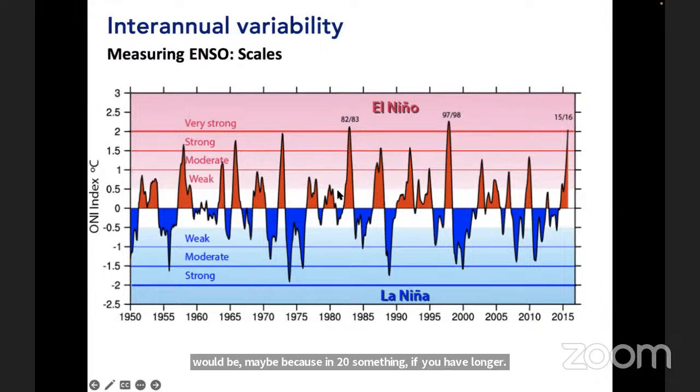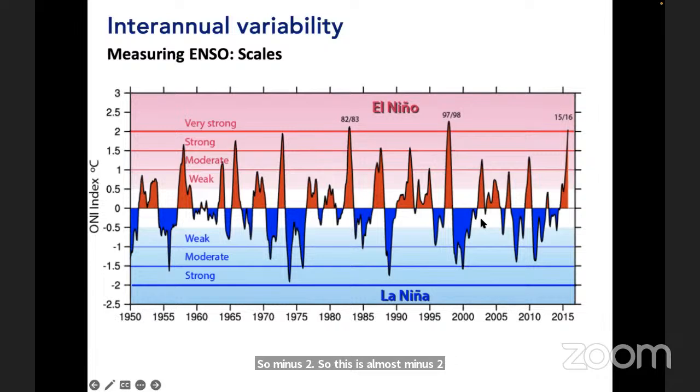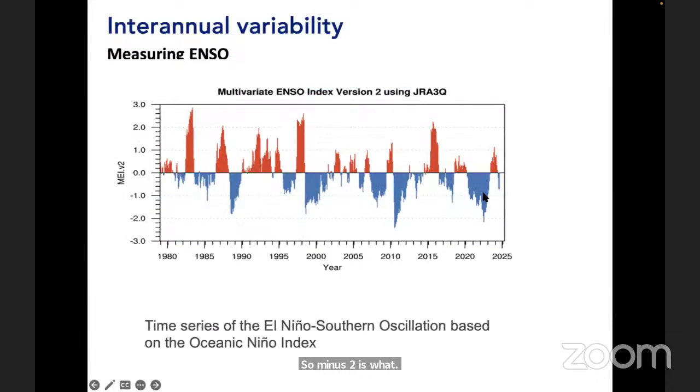Let me see. So this is almost -2. So -2 is strong, no? So you can see this La Nina was very strong. La Nina is almost up to negative two. Another strong La Nina here. Okay.